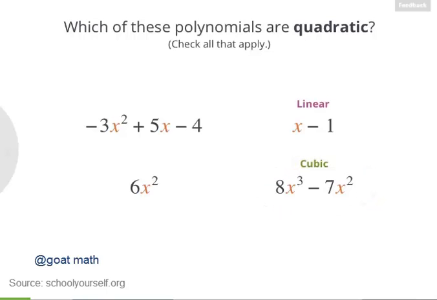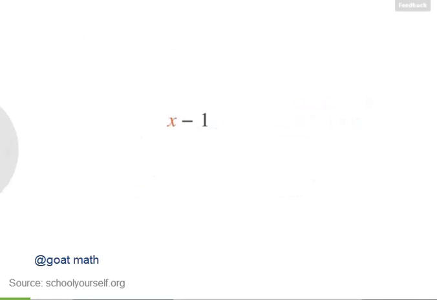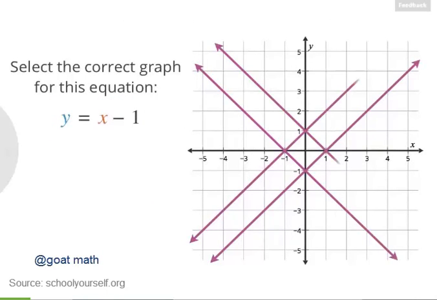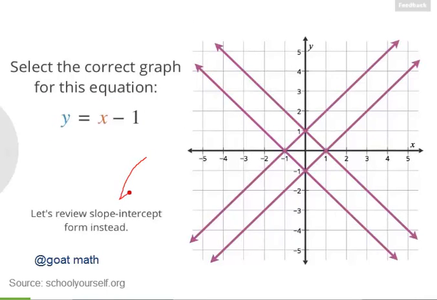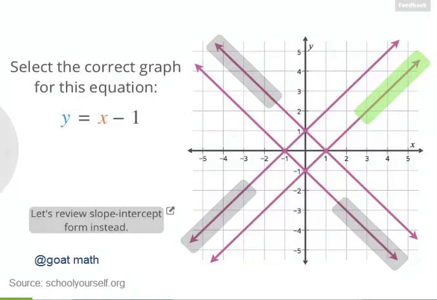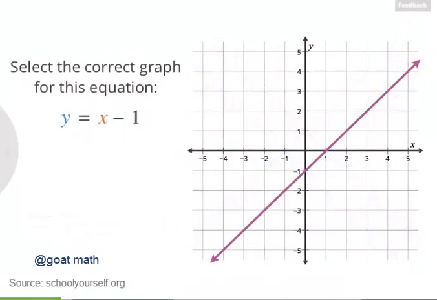Let's quickly take a closer look at x minus 1. If we have the equation y equals x minus 1, then which of these lines is the correct graph? And click down here if you'd like to review graphing lines. Right, so here's the graph for y equals x minus 1. Every point on this graph, like 2, 1 over here, satisfies this equation.